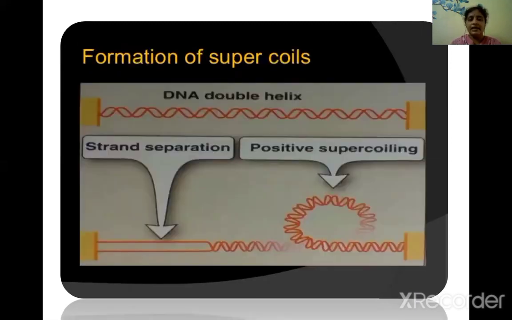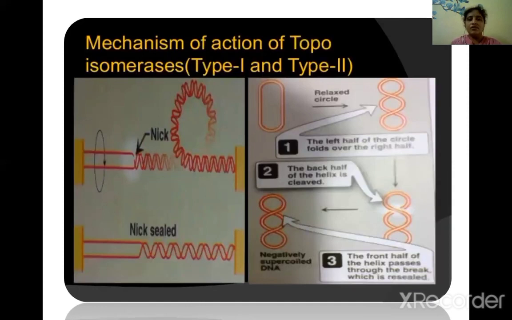This slide represents the formation of supercoils in the double helix DNA. The strand separation we can observe here, and the positive supercoiling is represented in this slide. Next, the mechanism of action of topoisomerases, which I have explained before: topoisomerase 1 and topoisomerase 2, which are here in this picture.